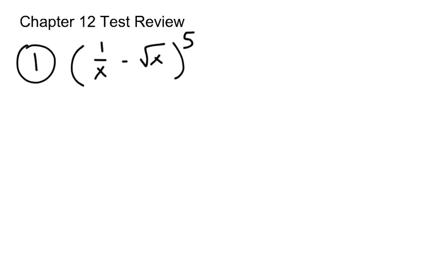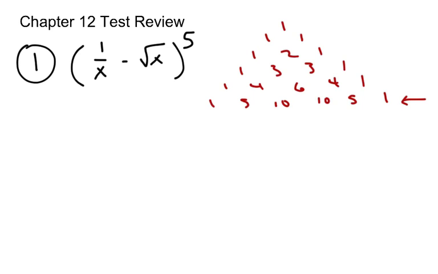Number 1 says use the binomial theorem or Pascal's triangle to expand (1/x − √x)^5. I just use Pascal's triangle. If you want to raise it to the 5th power, the first thing I have to figure out is the coefficients in the 5th row of Pascal's triangle. So 1; 1, 1; 1, 2, 1; 1, 3, 3, 1; 1, 4, 6, 4, 1; 1, 5, 10, 10, 5, 1. This is the 5th row of Pascal's triangle.